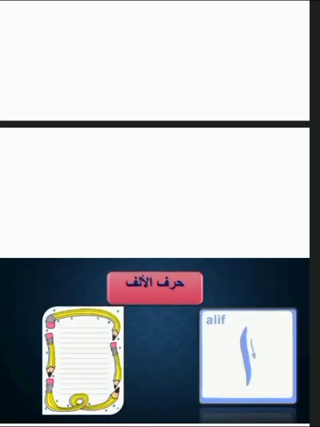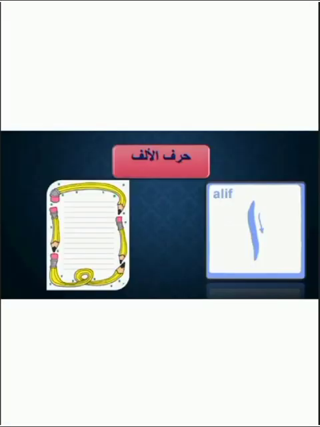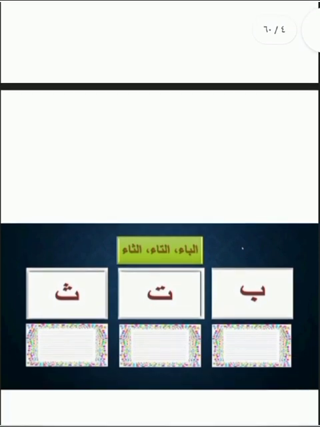And then the second one, Alif. It looks like a straight line. So the letter Alif looks like a straight line, or like the number one. So this is the second letter. And then we have a group of three letters.